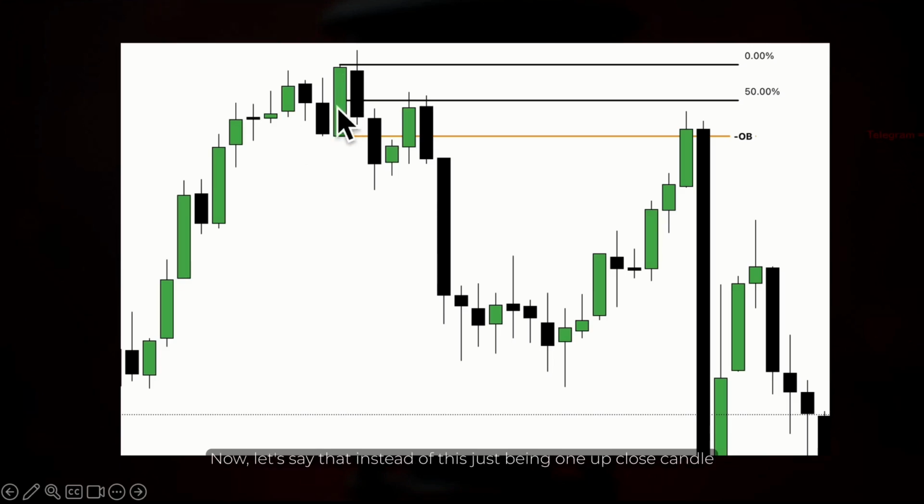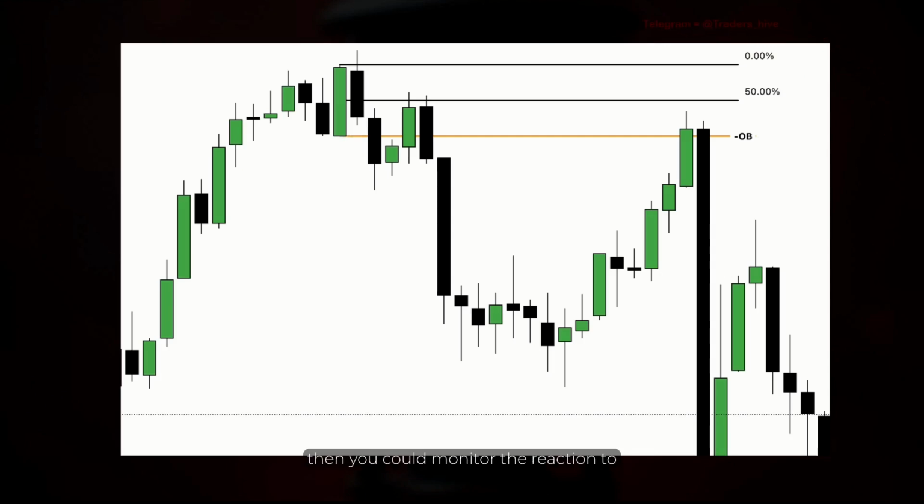Now let's say that instead of this just being one up-close candle, we would have seen multiple up-close candles. Then you could monitor the reaction to the full price range from low to high of that sequence of up-close candles. Because that sequence of up-close candles is your bearish order block.